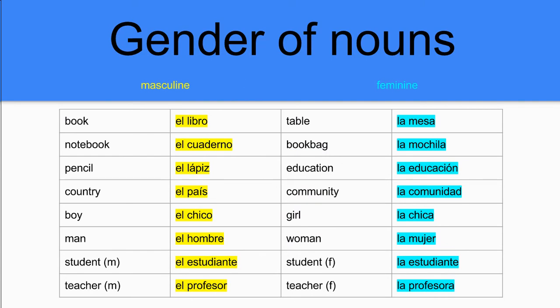We have the masculine words, we have feminine words, and you can see the word el repeated all throughout the masculine, while the feminine la is repeated. The O would be present in every form of the masculine if it's an adjective that ends in O. So we would say things like el libro viejo, el cuaderno viejo, while it would change to la mesa vieja, la mochila vieja.